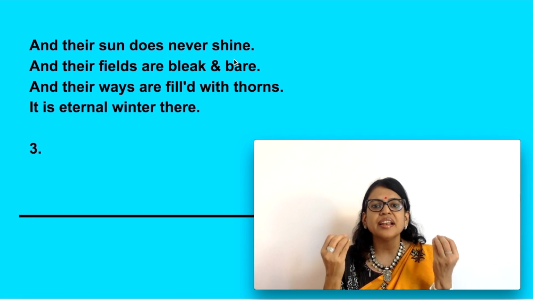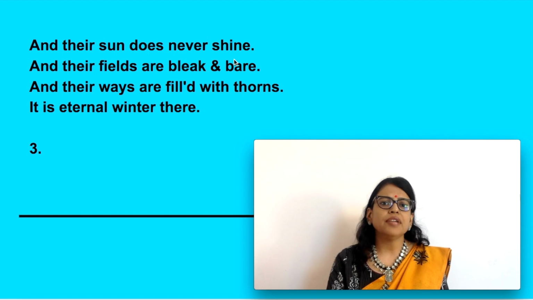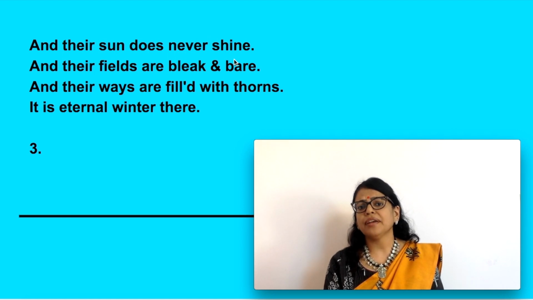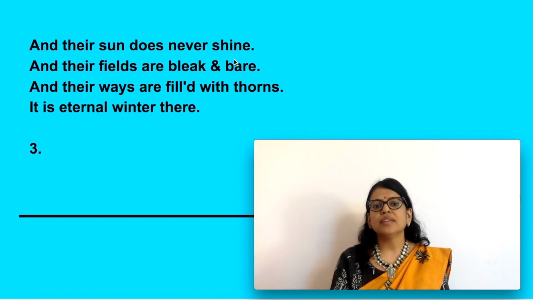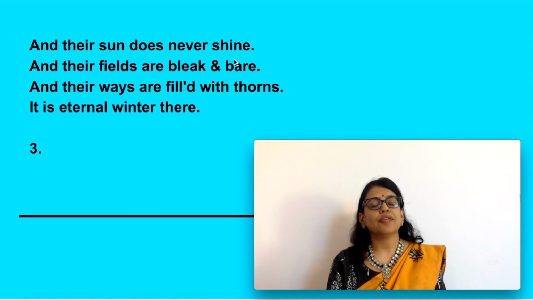I don't even think that any grain or any crop or any fruit or any vegetable grows here. Their fields are bleak and they are bare. The fields are gloomy. They are not blessed with sunshine, and they're bare. They produce no crops, and their ways are filled with thorns. And all the ways of the field are filled with thorns.